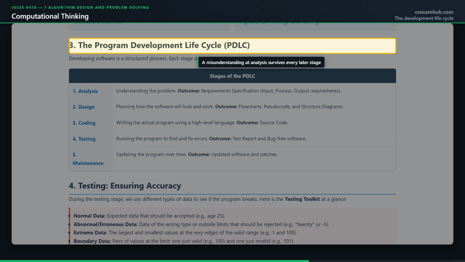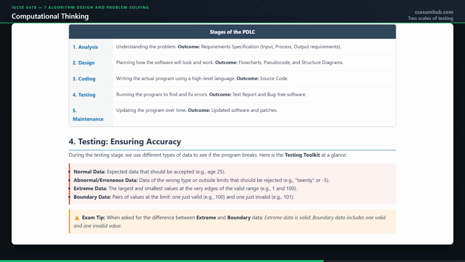The stage students underrate is analysis, and the reason is worth stating. A misunderstanding at that stage survives every later stage untouched. You can design, code, and test perfectly and deliver exactly the wrong program. Testing happens at two scales and the syllabus names both. Iterative testing is done during development. Each module is tested as it is written, corrected, and retested repeatedly, which is what iterative means.